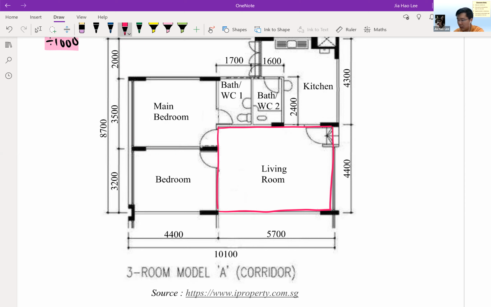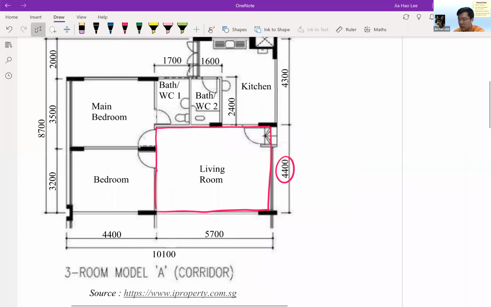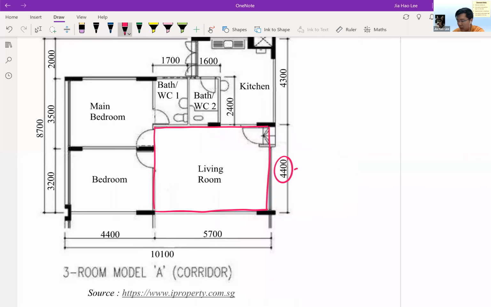And if you look at the dimensions at the side, this gives me one side of it, which is 4400 mm. Now 4400 mm, if you divide by 1000, is 4.4 meters. It's a bit hard to see in the diagram, so let me just write it here, 4.4 meters. So 4400 mm is 4.4 meters. Now I need the length below. So the length below is this one, 5700, which means this is equal to 5.7 meters.